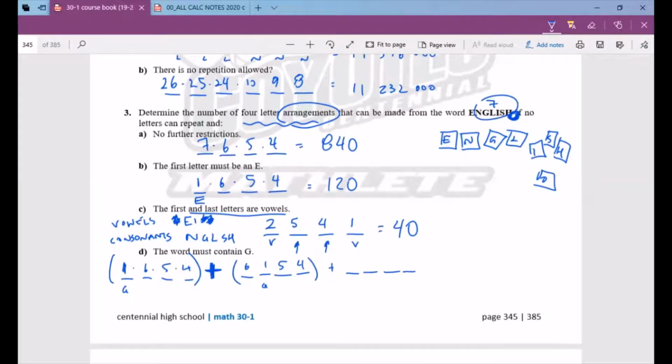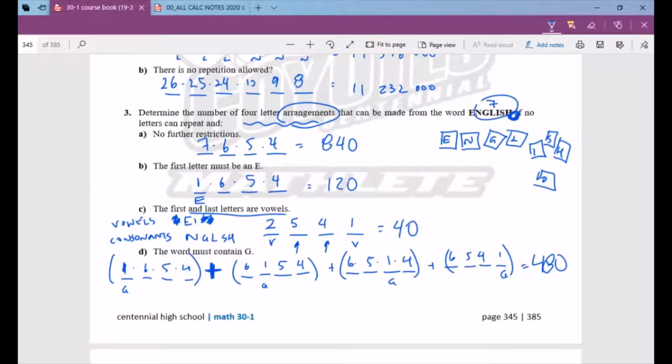Or the third letter is a G. That means we have 1 choice for this. 6 times 5 times 4 for the rest. Or the last letter is a G. 6 times 5 times 4. We end up with 480.